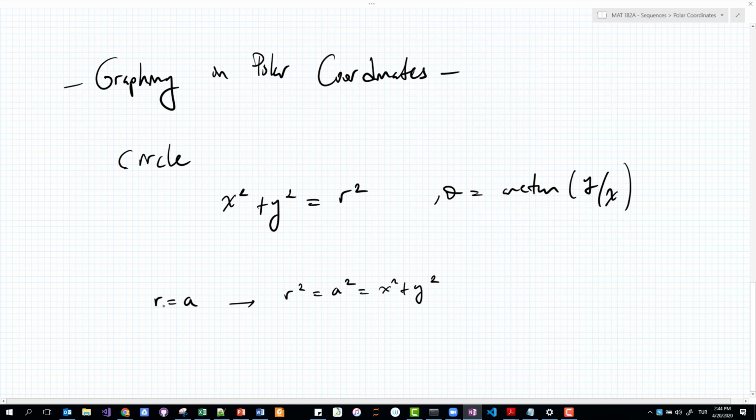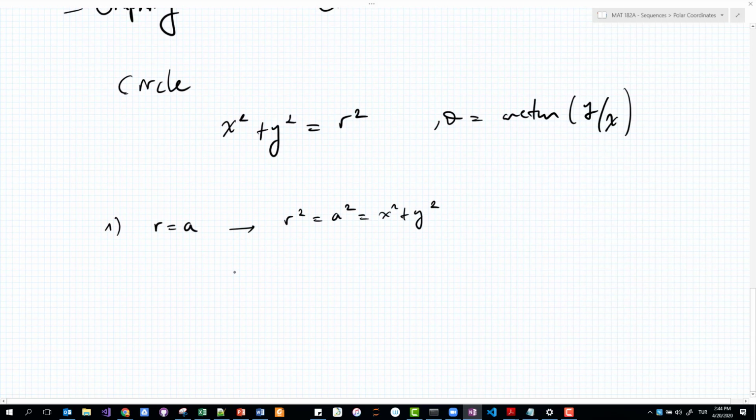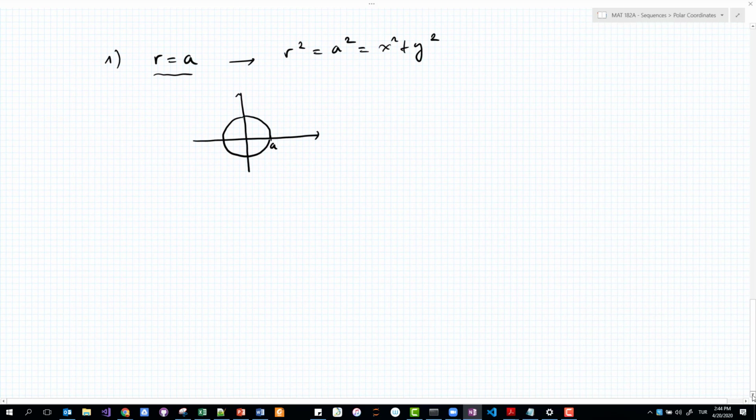that's why I can tell r equal to a will represent a circle in the polar coordinate system. So r equal to a is just a circle with radius a, and the center is just going to be the origin. So this is going to be my circle in polar coordinates. This is the first type of circle in polar coordinates. There are some other types of circles.